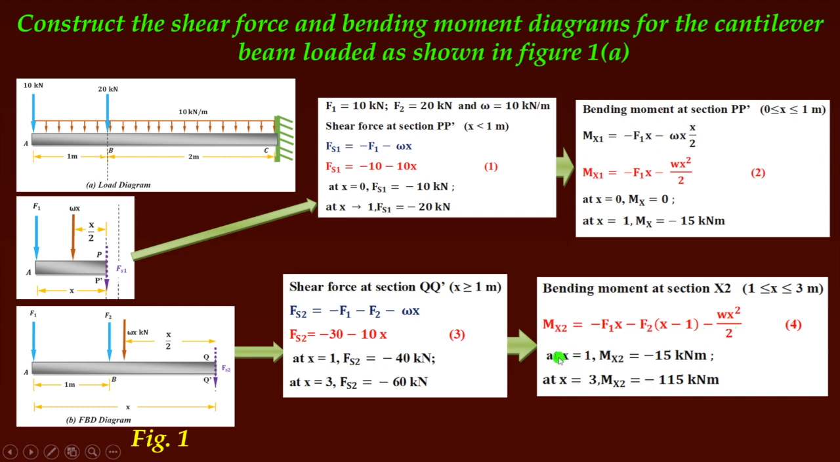Now substitute the value at x equals 1. Again you are getting minus 15 kilonewton meter, as I already told you for this equation, and substitute x equals 3 in this equation and get minus 115 kilonewton meters. As you know, the unit of moment is kilonewton meter: force into distance. Kilonewton is the unit of force here, and meter is the unit of distance. So these are all the values and equations. Now with the help of this, we will try to draw the shear force and bending moment diagram.